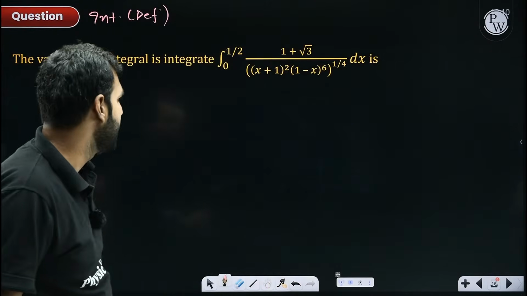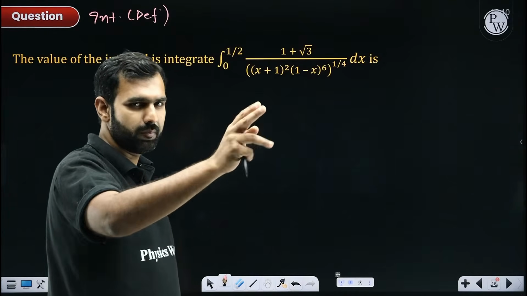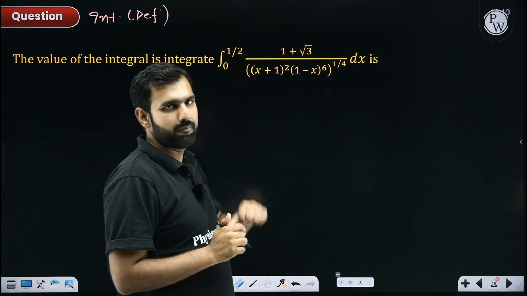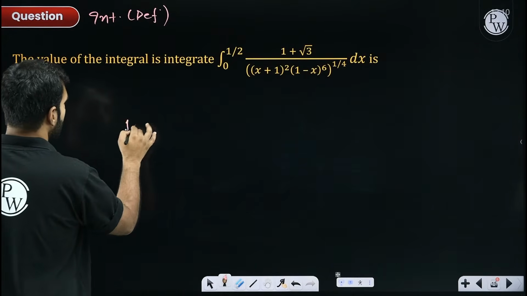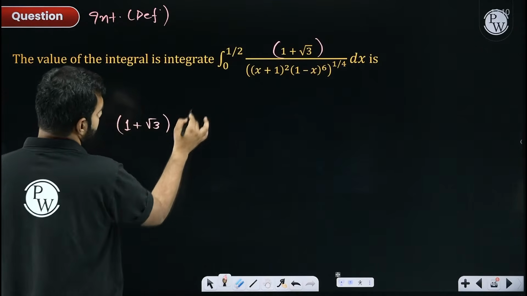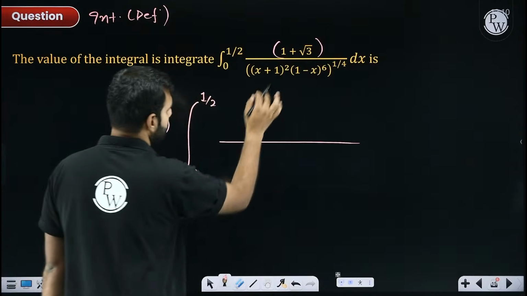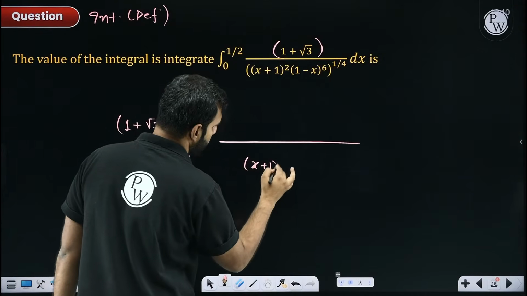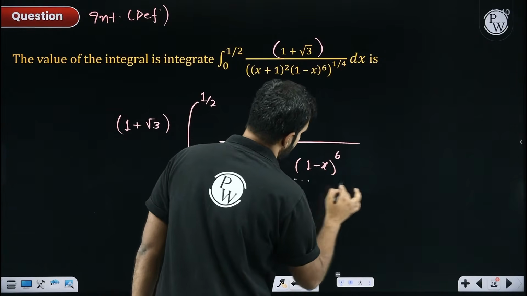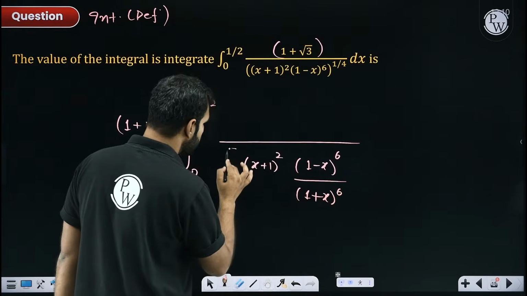Don't worry about that. Now, here the best thing to be done is 1 minus x, 1 plus x. We can see something really interesting over here. I am dividing it by 1 plus x. So the question looks like 1 plus root 3 stays outside, and then this is 0 to 1 by 2. There, I'm doing one simple operation, x plus 1 whole square stays like that, but this is 1 minus x to the power 6. I am dividing it by 1 plus x to the power 6.